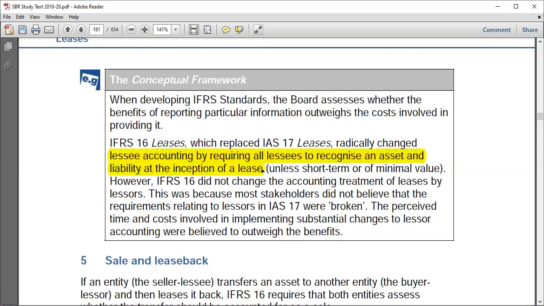That's why I said when dealing with leasing accounting, in the question, take a look at whether you are asked to account for the lessee or the lessor. You have to be very careful about that. Okay. However, IFRS 16 did not change the accounting treatment of leases by lessors. So for lessors, we still deal with finance lease the same way, and operating lease the same way that was used previously in IAS 17.